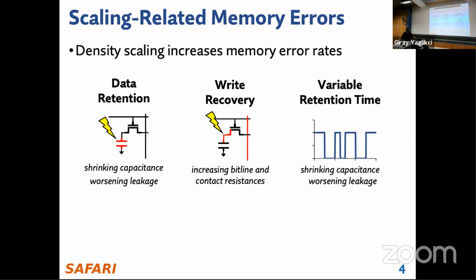The second here is write recovery, which is the amount of time that it takes to actually write data into a cell. And third is variable retention time, which I believe Hassan also mentioned. It's where a cell's retention time changes over time unpredictably.